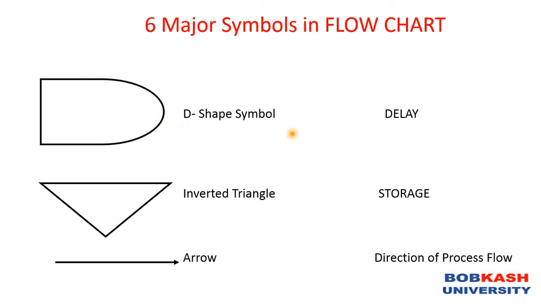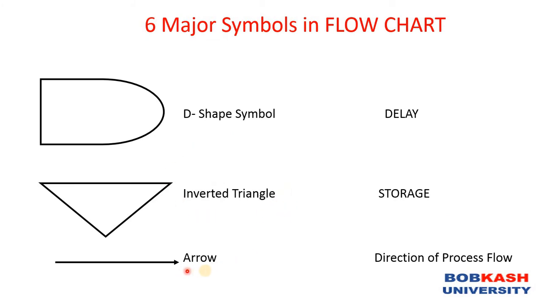Then we have a D-shaped symbol. This is used to represent whenever there is a delay in going to the next sub process. When the product or the service is on hold and is waiting for the next sub process to happen, this is represented by a D-shaped symbol. Then we have an inverted triangle, which is used to represent storage. Whenever material is being stored in a warehouse, or in the incoming store or outgoing store, this is represented by an inverted triangle.